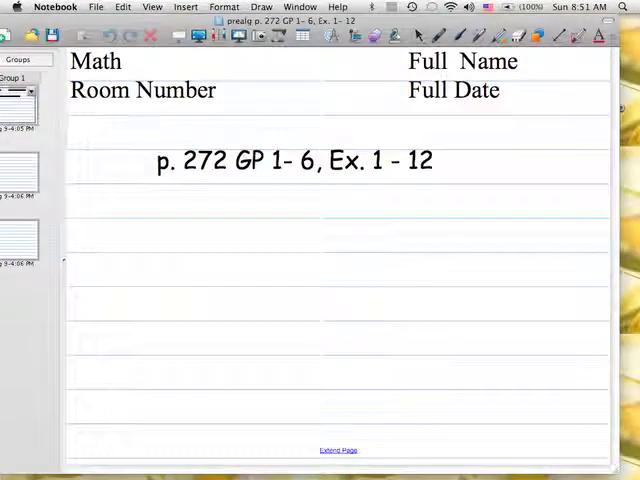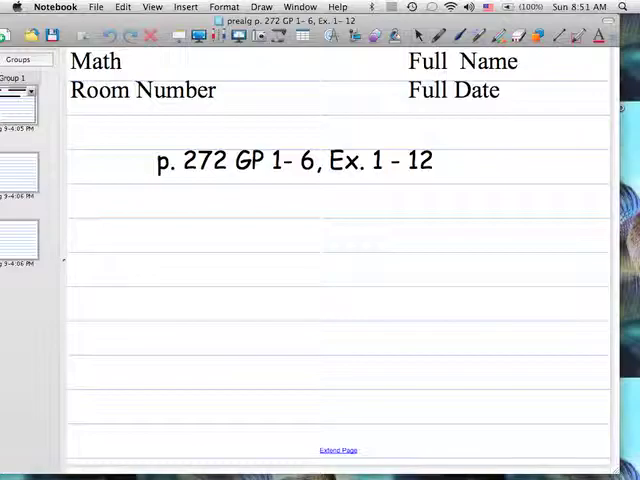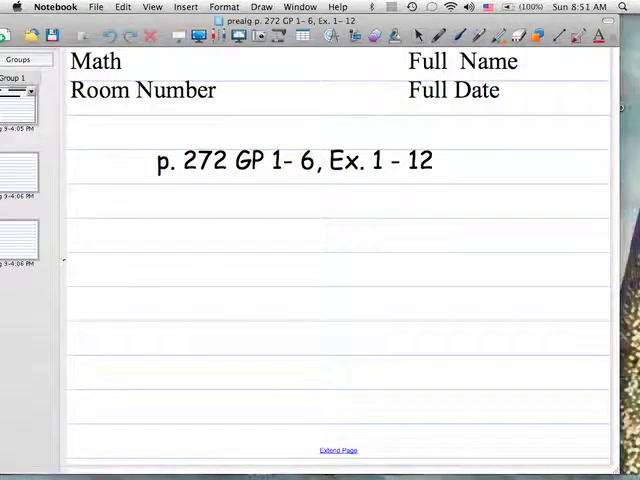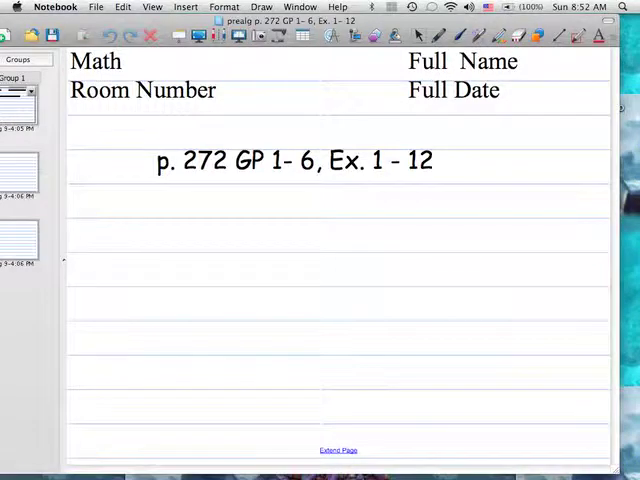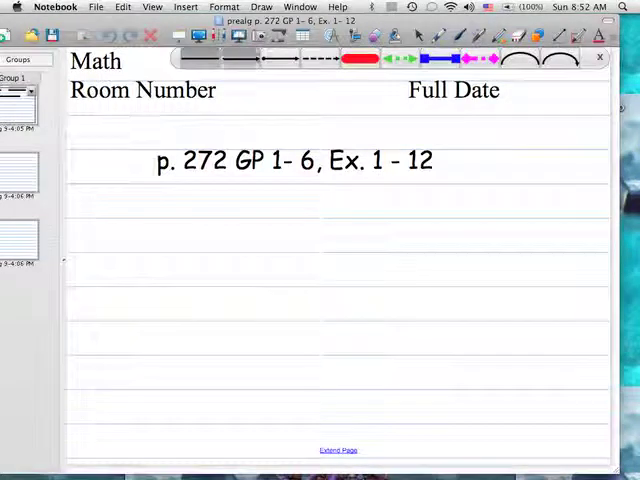Okay, he's gone. All right, the problem at the top of page 272 says use this problem for exercises 1 to 6 in the guided practice. The figure below shows a pattern of acute angles, angles less than 90 degrees, formed by 2, 3, and 5 rays with a common endpoint. In this pattern, how many acute angles are formed by 8 rays with a common endpoint?